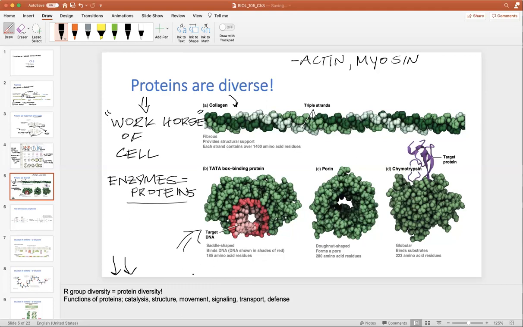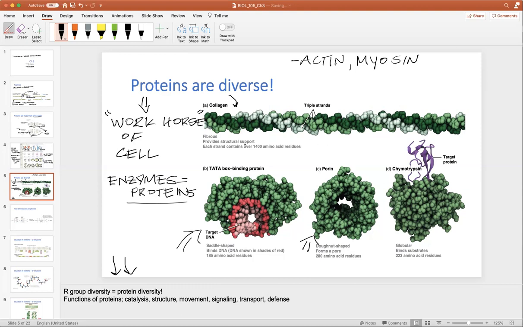That's kind of signaling. But another thing that proteins are involved in terms of signaling, a lot of hormones are proteins, okay? Transport, I've got here for you something called a porin, okay? That allows water to be transported into the cell. And then defense, antibodies are proteins, right? And they defend your cells against different foreign body invaders.